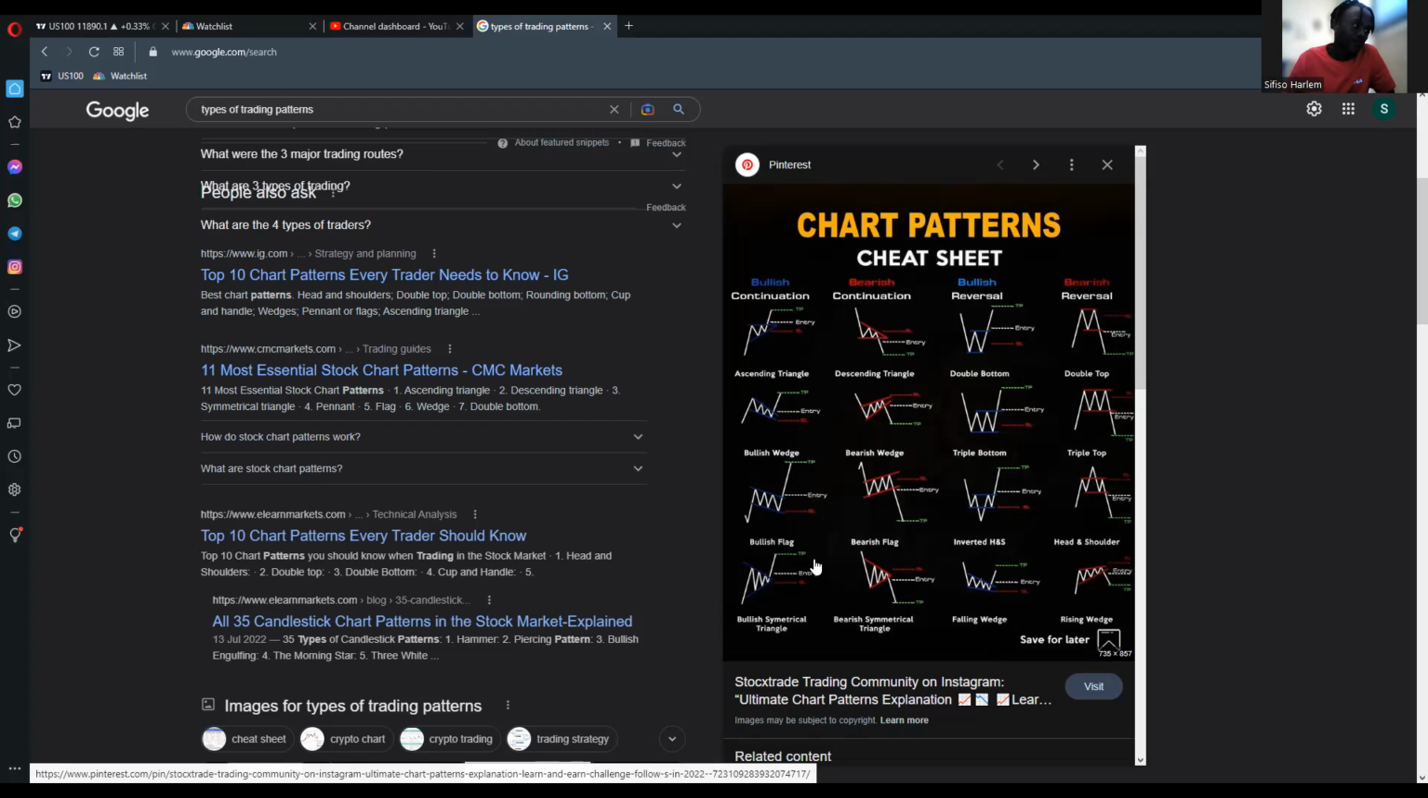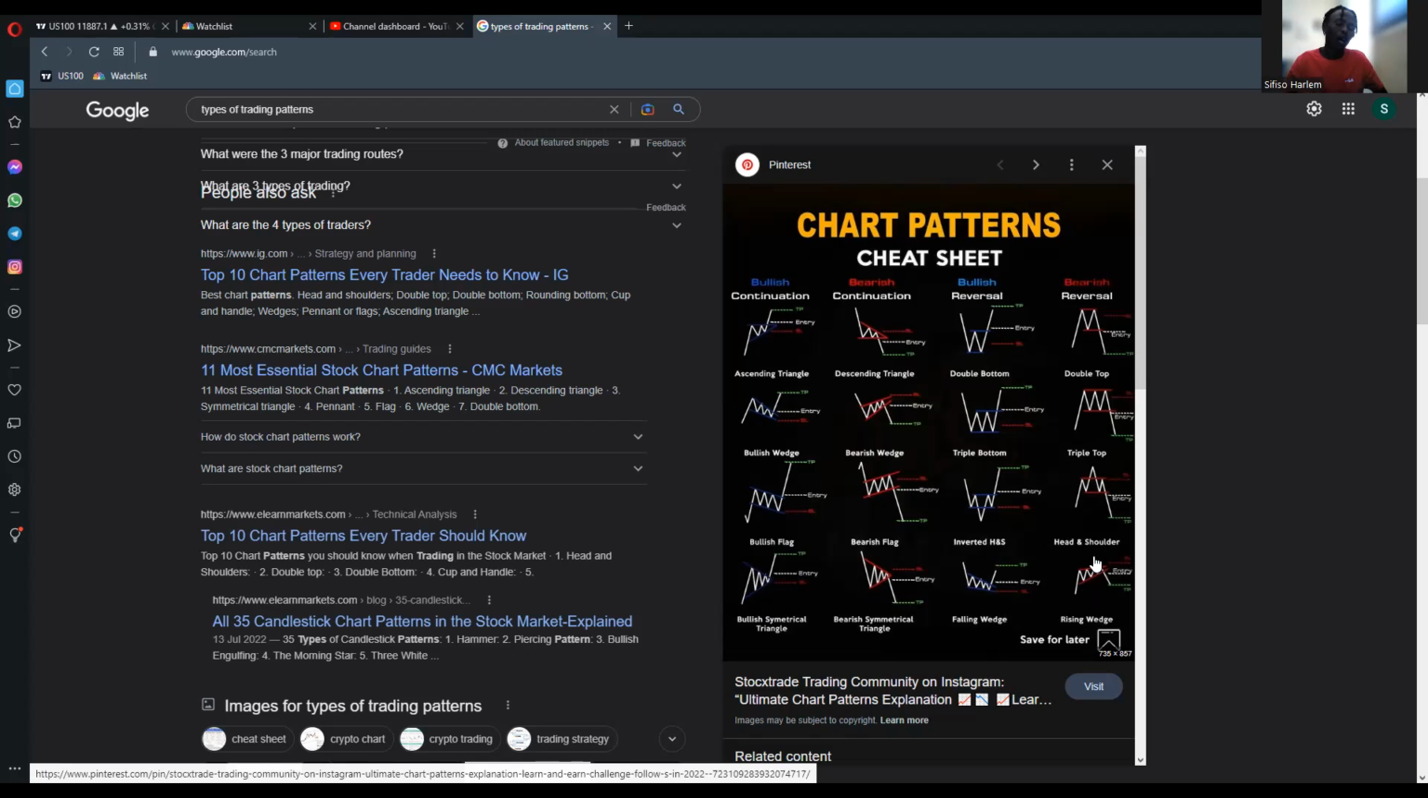And then we have a bullish flag, my favorite. We have a bearish flag, my favorite. We have an inverted head and shoulders, and we have a head and shoulders. Understand? Inverted head and shoulders is a reversal, and a head and shoulders is a reversal. And we have a bullish symmetric triangle and a bearish symmetric triangle. I don't trade these two. I've never tried them out. And last but not least, we have the falling wedge and the rising wedge. Those are also my all-time favorite patterns.